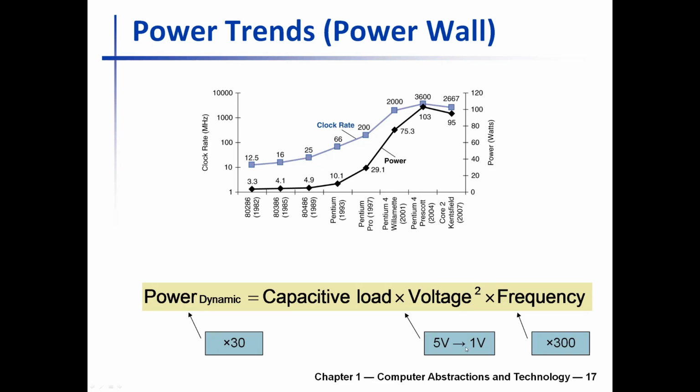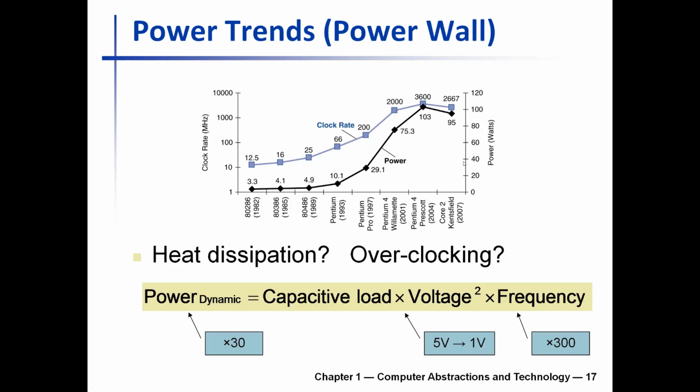Or rather 5 to 1, 25 times. So the voltage factor was a reduction of 25 times. The other one, the frequency factor, was an increase of 300 times. So that is why the dynamic power kept increasing. That is just to give you the idea of how the power kept increasing, but we went beyond that, right? So the power itself is not just the issue; the heat was the issue.